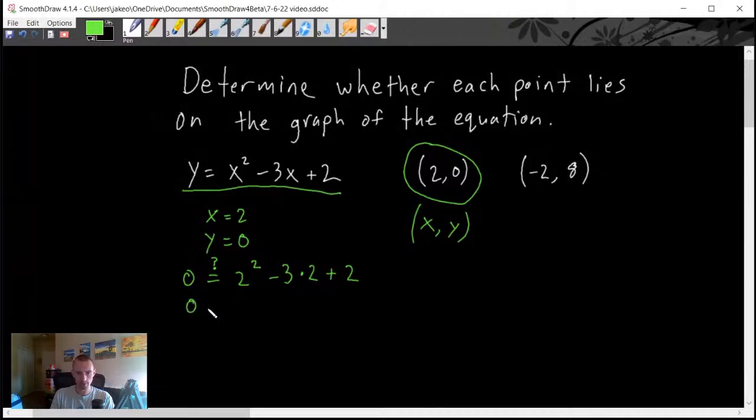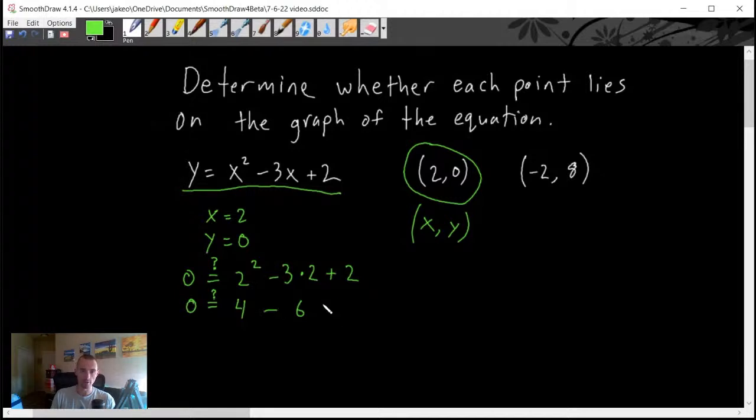So we really just want to simplify from here. There's no simplifying to do on the left side. We just have 0 equals something. On the right side, we want to keep in mind our order of operations. Order of operations says that we're going to deal with the power first. So 2 squared is 4. The next thing we would deal with is multiplication. So 3 times 2 would have to happen.